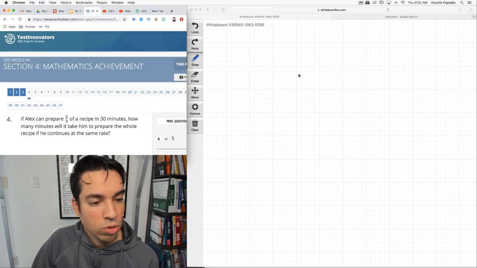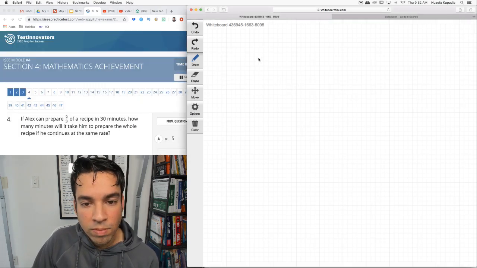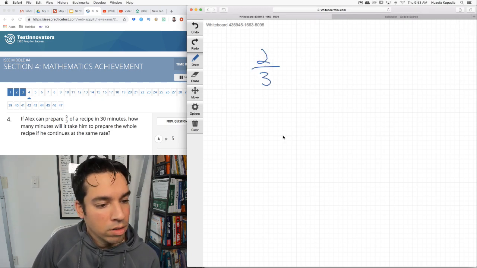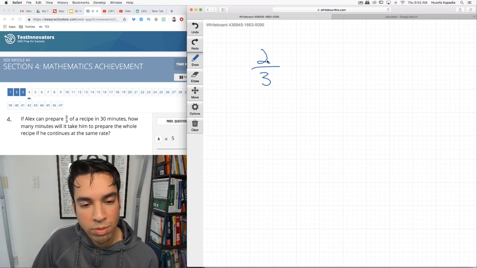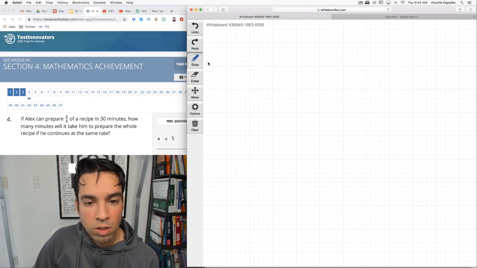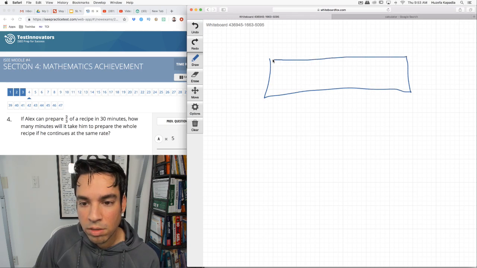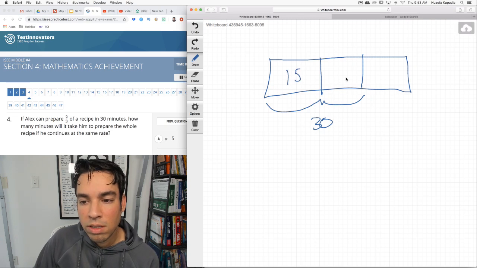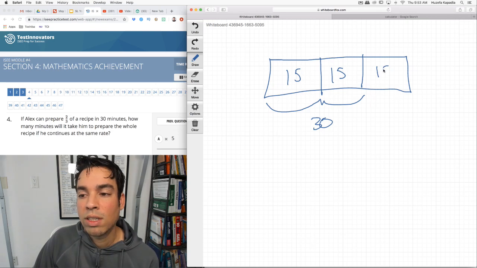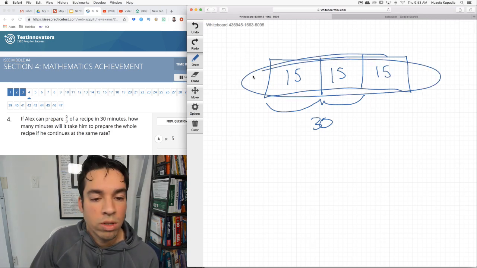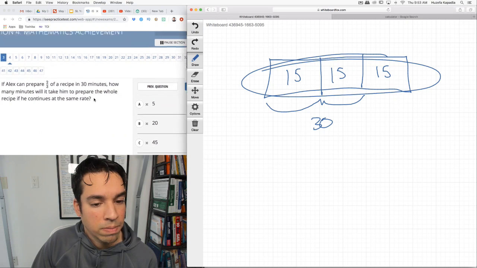Next, if Alex can prepare 2/3 of a recipe in 30 minutes, watch how I'm going to set this up. 2/3 of a recipe in, you know what, there's a couple different ways we can do this. I'm going to actually use a bar model. Instead, I was going to use a ratio, but we can use a bar model. So if we split it up into thirds, right, here's 2/3, and that takes 30 minutes. Well, that means that each of these slots, it takes 15 minutes to do 1/3, 1/3. To finish the remaining third is an equal slot. That's also going to take 15 minutes. So the whole thing is going to be 45 minutes.